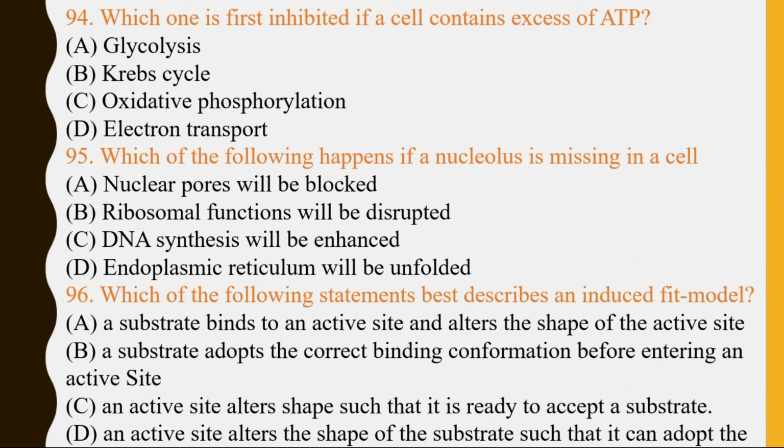Which one is first inhibited if a cell contains excess ATP? A. Glycolysis. B. Krebs cycle. C. Oxidative phosphorylation. D. Electron transport. Good.